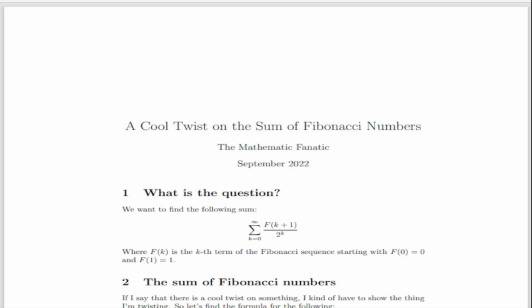So first off, what's the question that we're trying to find? We want to find the following sum: the sum from k equals 0 to infinity of f of k plus 1 over 2 to the k, where f of k is the kth term of the Fibonacci sequence, starting with f of 0 equals 0 and f of 1 equals 1.